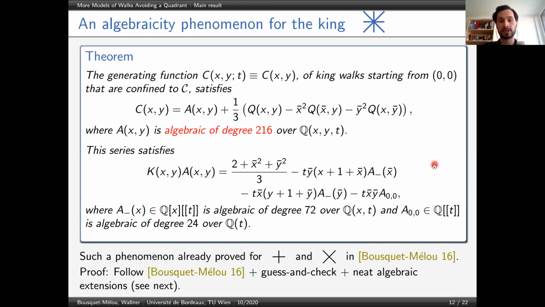And we will follow these steps, and we extend this approach by a guess and check approach, and we add nice, neat algebraic extensions, which will be necessary in order to understand what's happening here.